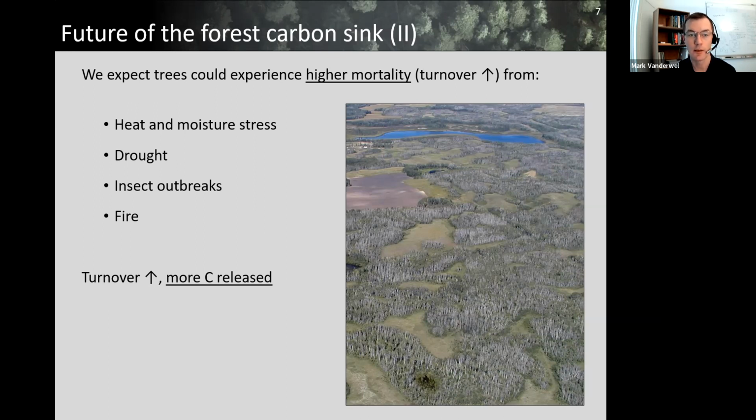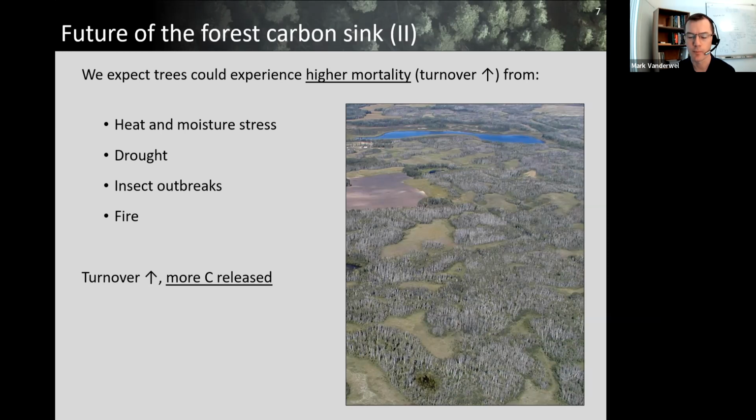Warmer temperatures are likely also associated with an increase in insect outbreaks. So pests such as the mountain pine beetle are limited by cold winter temperatures. And if the winters are not as cold as they have been in the past, this could mean that those populations are no longer held in check, and we could see more insect outbreaks. And of course, warmer and drier conditions are associated with greater fire activity. So we should expect to see an increase in the annual area burned, again, releasing a lot of carbon back to the atmosphere.